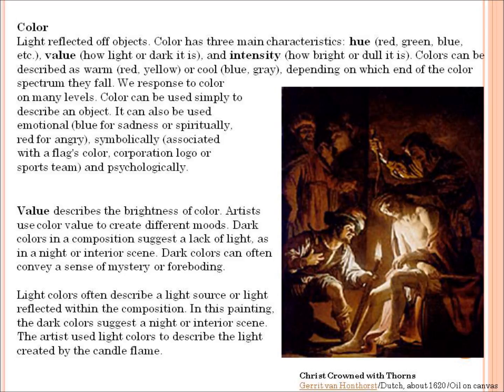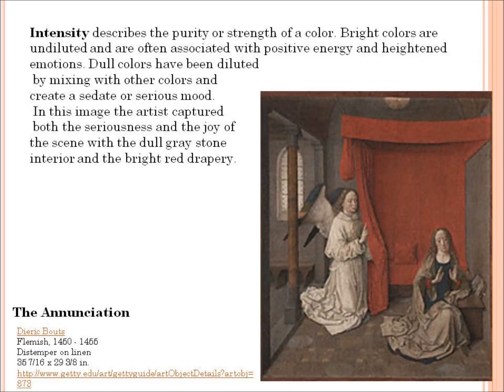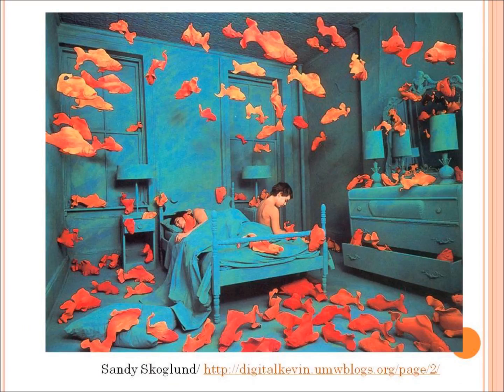Slide 20 talks about color and value. 21 talks about intensity of color. 22 is an example of color being used by Sandy Skoglund. She also uses, obviously, a lot of other different types of elements in her artwork because she does sculpture. She uses a lot of texture, space.